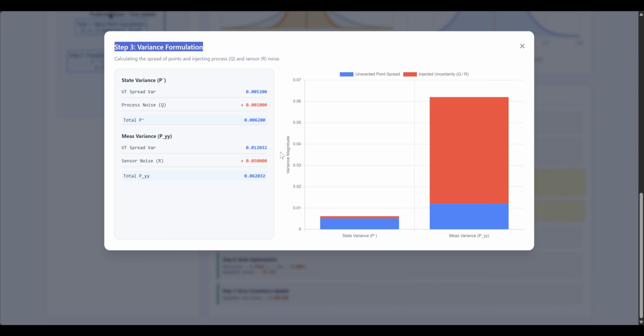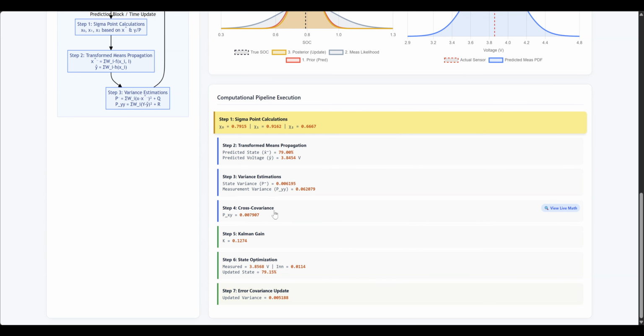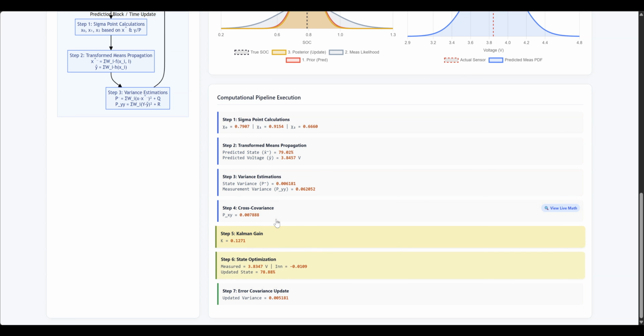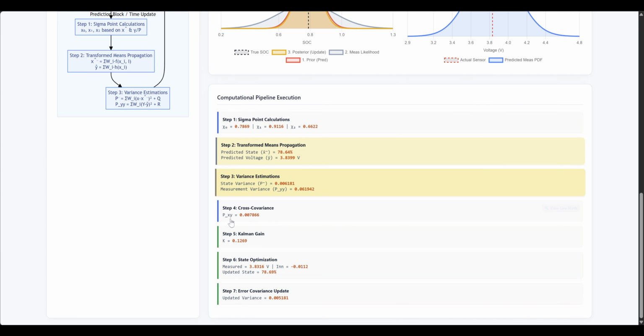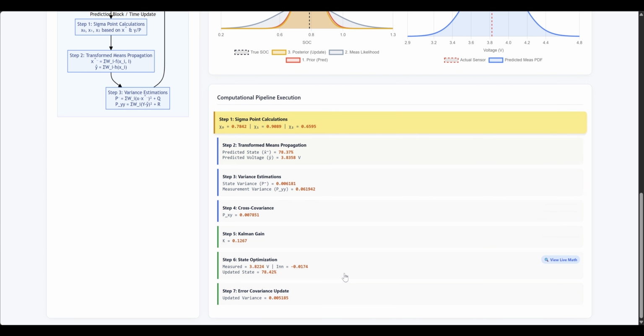Next we will see step 4, which is related to the covariance calculation, mostly the variation of state with respect to the output, which is pxy.